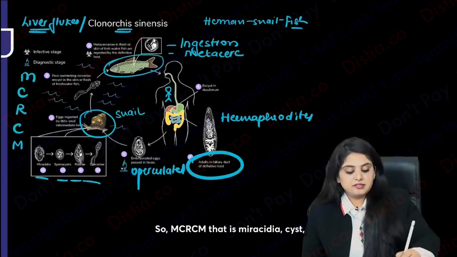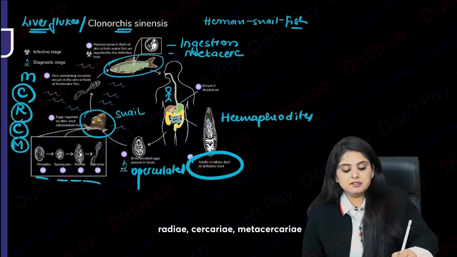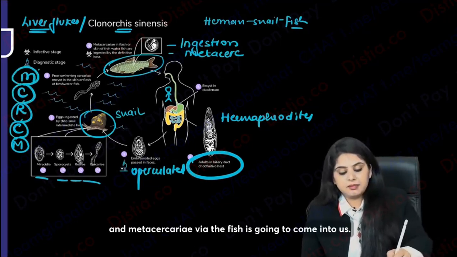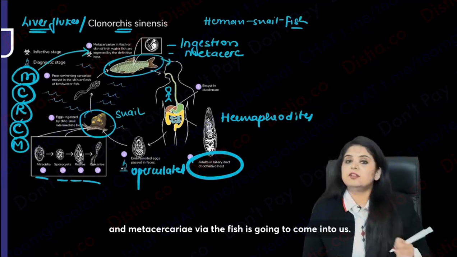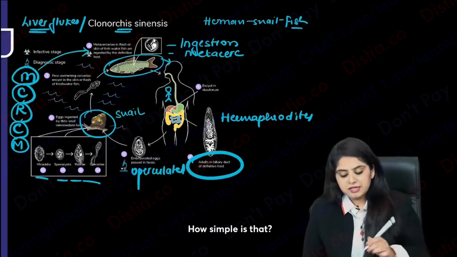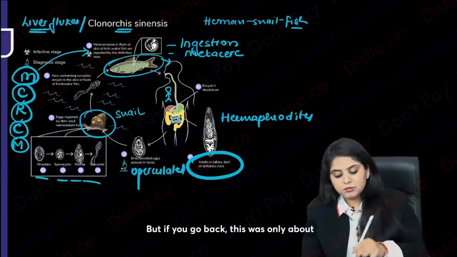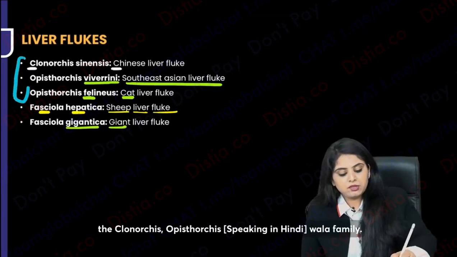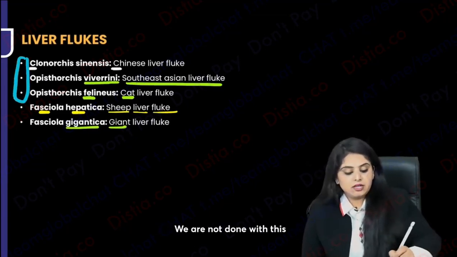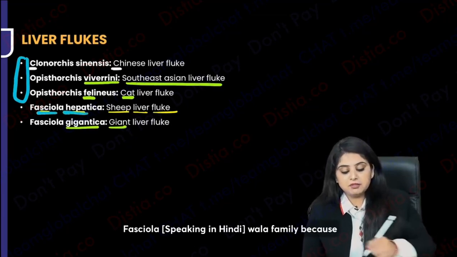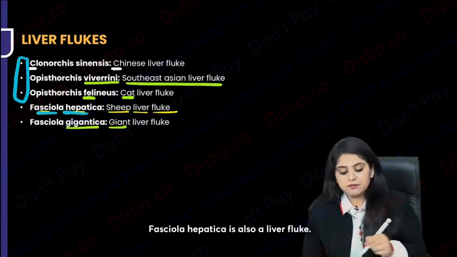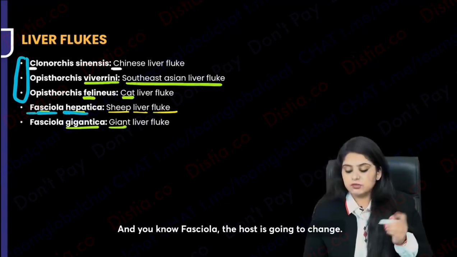MCRCM, that is Miracidia, cyst, Redia, Cercaria, Metacercaria, and Metacercaria via the fish is going to come into us. How simple is that? So now the liver flukes are also done, but if you go back, this was only about the Clonorchis or Opisthorchis family. We are not done with the Fasciola family, because Fasciola hepatica is also a liver fluke, and you know for Fasciola, the host is going to change.